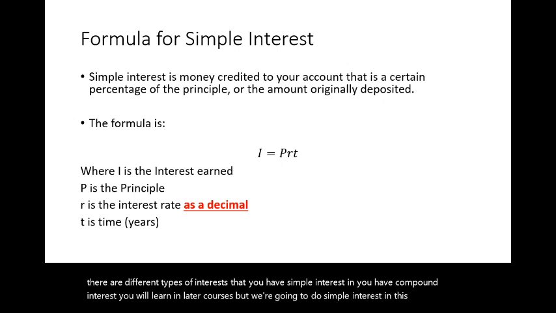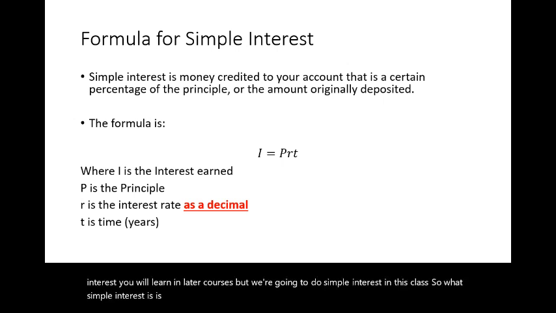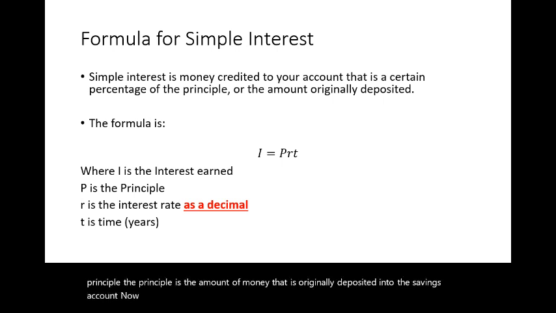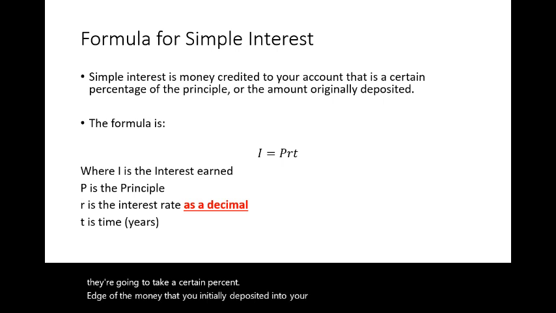So what simple interest is, it is money that is credited to your account and is a certain percentage of the principal. The principal is the amount of money that is originally deposited into the savings account. Now, when money is credited to your account, that means they give you money. So they're going to take a certain percentage of the money that you initially deposited into your account every single month.